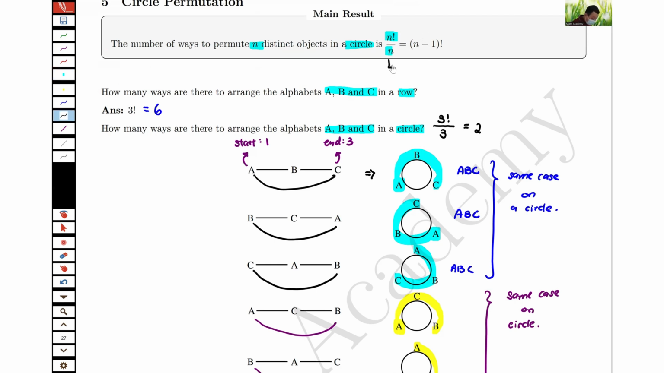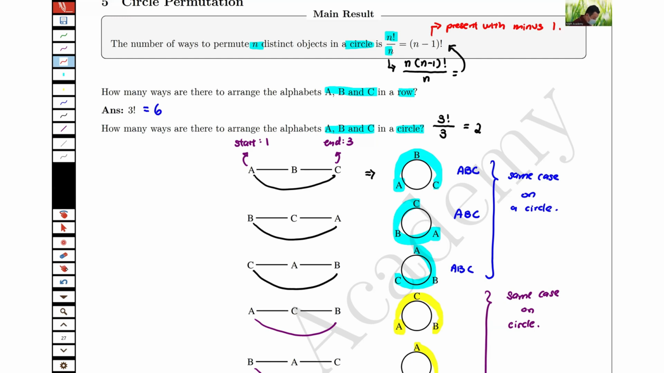Okay, why is that so? N factorial can be broken up into n times n minus 1 factorial. So if I further divide by n, then this n will cancel out. It will give me the n minus 1 factorial. When we solve for the problems later on, we should present with the minus 1, to indicate that you have taken care of arrangements onto a circle, that's why we do a subtraction by 1.